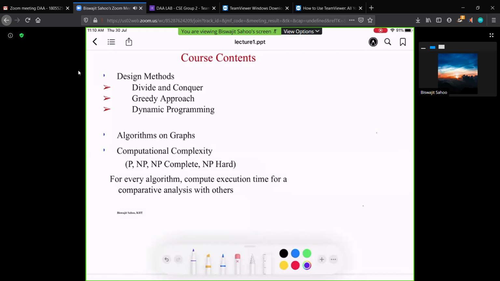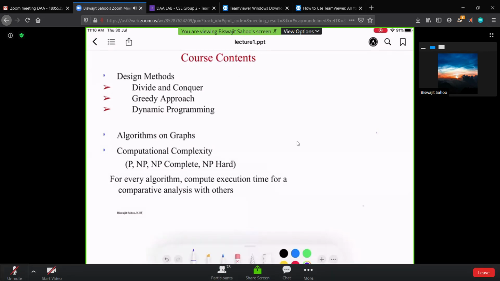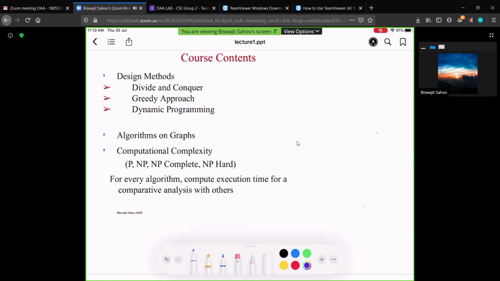And then we come to a few graph algorithms. Some of those graph algorithms will fall under the greedy approach and some will be solved using dynamic programming. I could have incorporated them there, but we have written them separately. Then we will go for computational complexity.